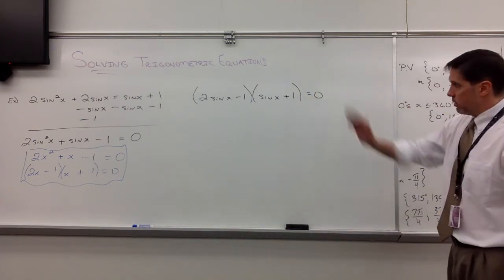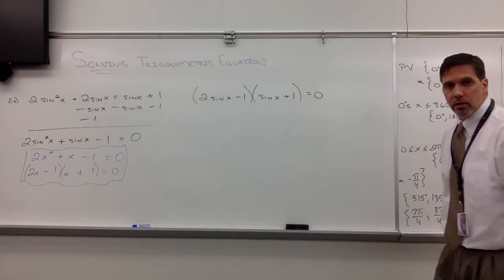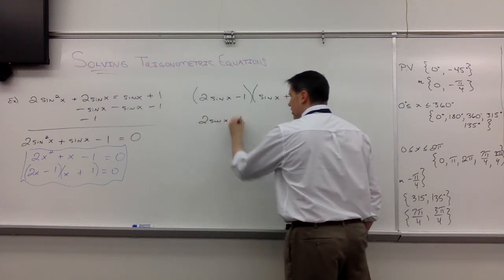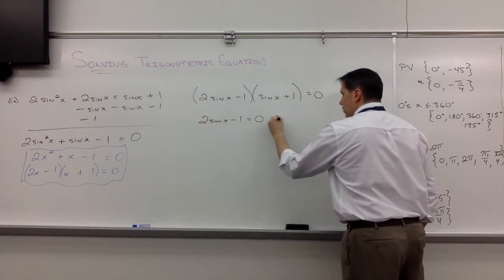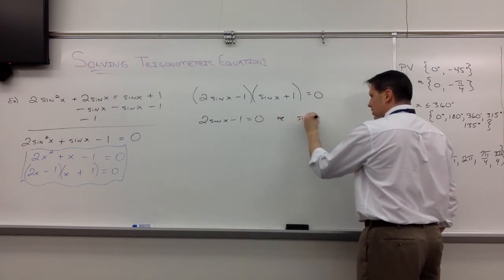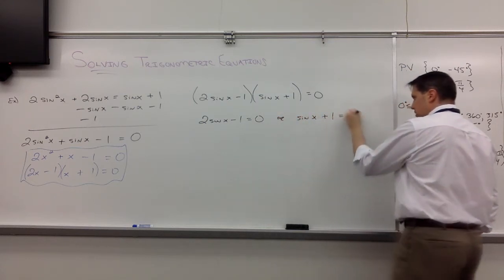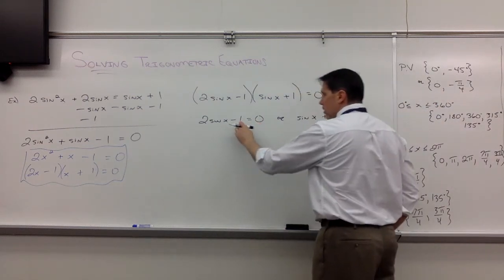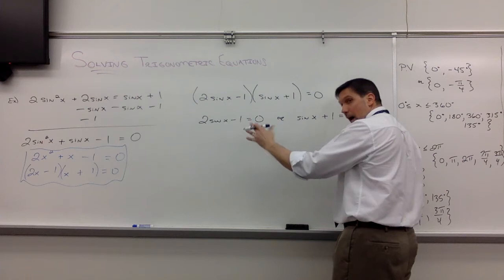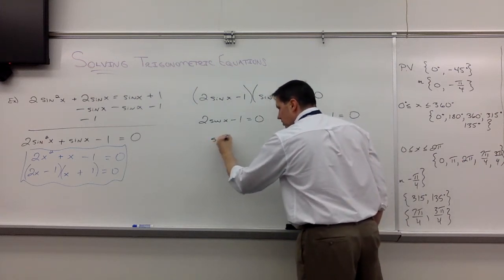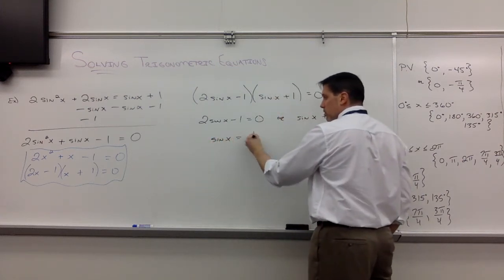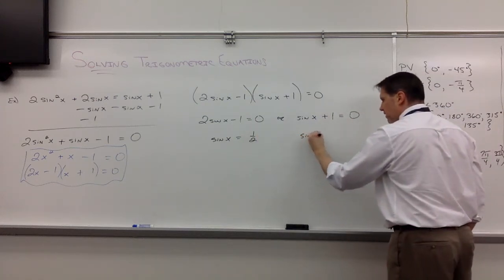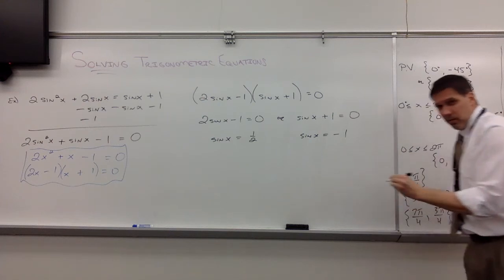Now the whole point of factoring, keep in mind, is to set each factor equal to 0. So now we have 2 sine of x minus 1 equals 0, or sine of x plus 1 equals 0. We just have to solve those two equations. Solving the first one, we're going to add 1, divide by 2. We're isolating now. So bottom line is sine of x equals a half. Over here, sine of x equals negative 1.